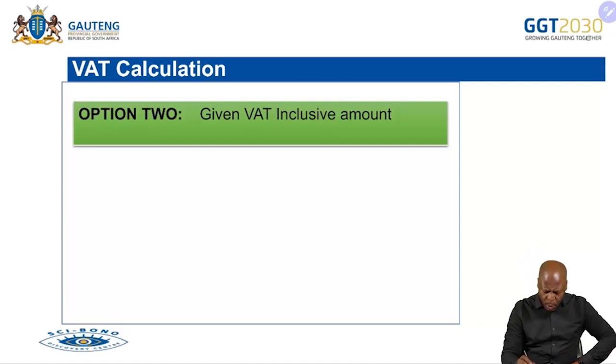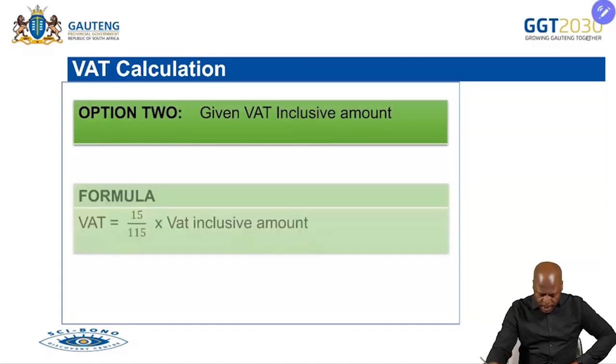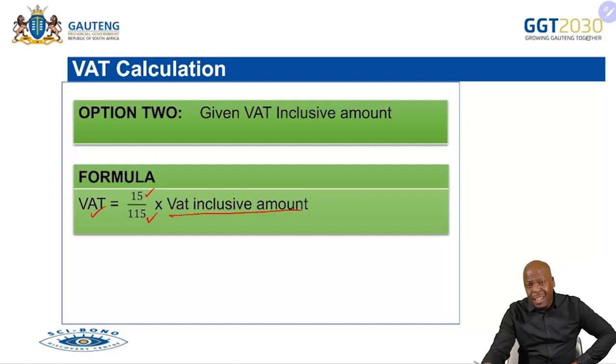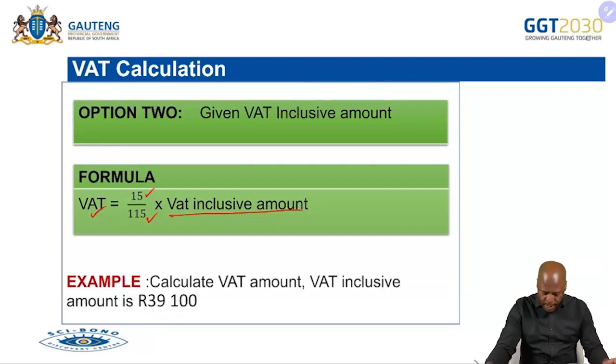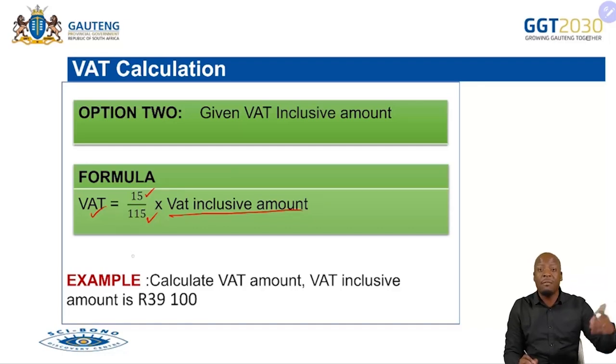So if you're given the inclusive, that means you are given the 115. Let's see. Here's the formula then. What we want is our VAT, and what we have is a 15 over 115 multiplied by the VAT inclusive amount. Now, okay, let's do the next example. So in the next example, then we are now saying, what is it that I want? I want 15. Okay. So I'm going to show you, you're going to find that later, if you had the VAT amount, you could have just used it. But let me show you first the first option.